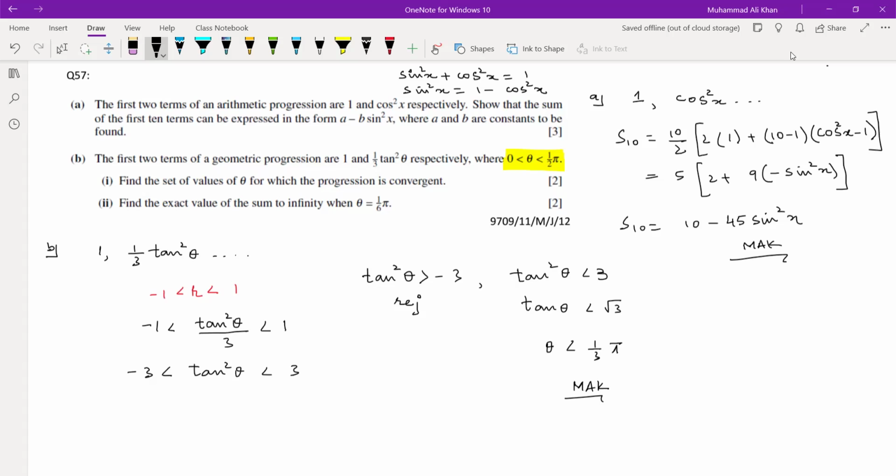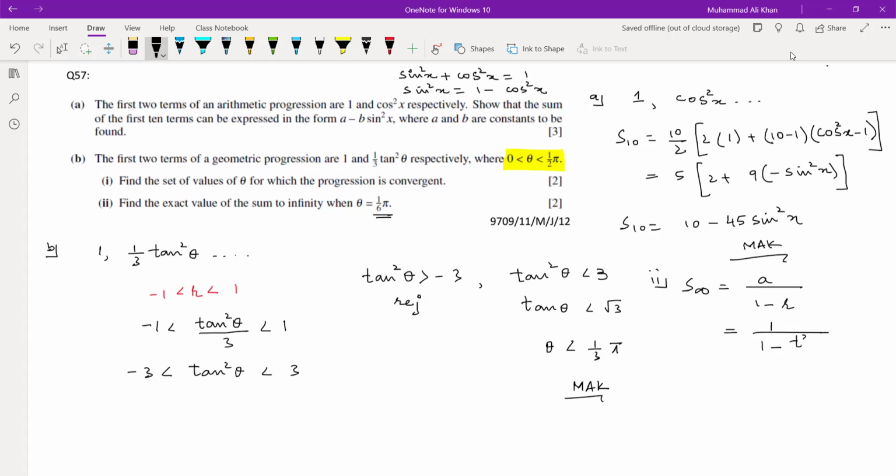After that, second one: find the exact value of the sum to infinity when theta is this. Second part. What has been said? We have to calculate the sum to infinity. What is the formula for the sum to infinity? a/(1 - r), and what is a? 1/(1 - r).